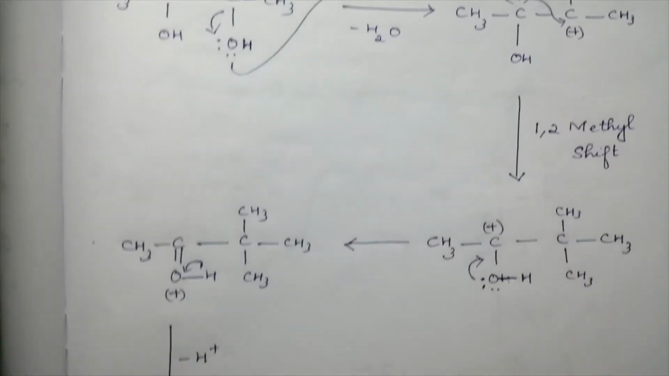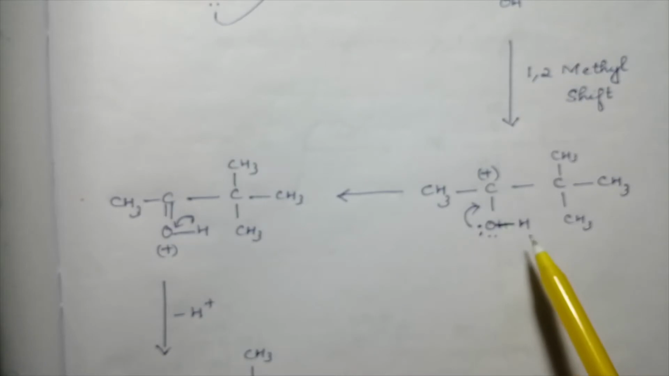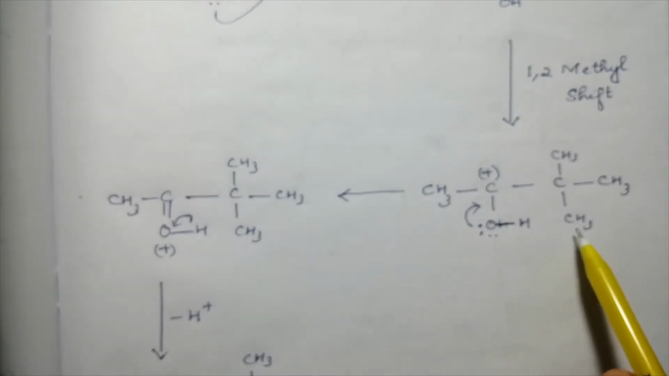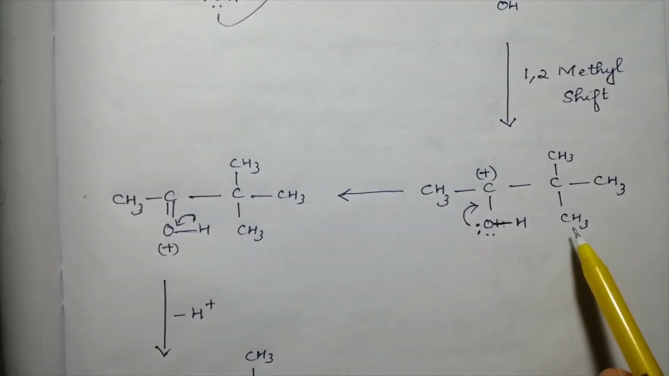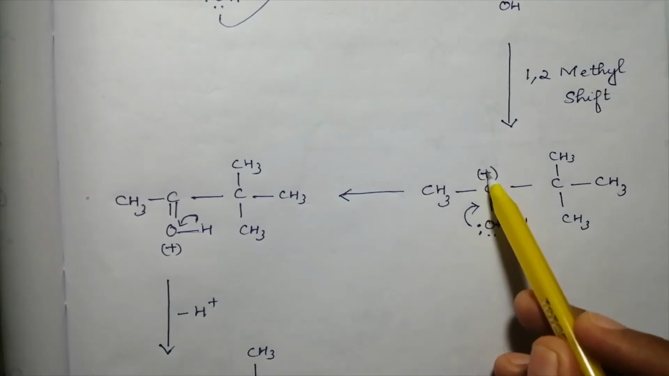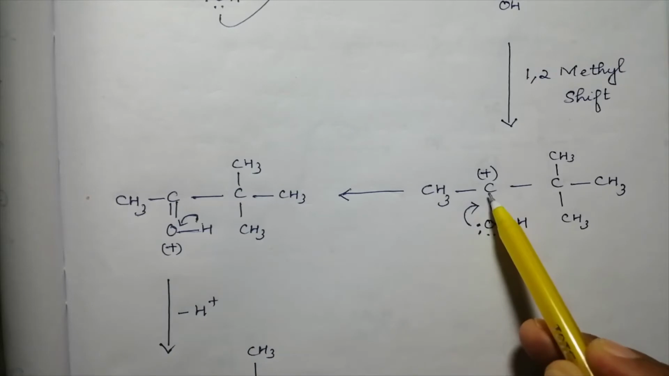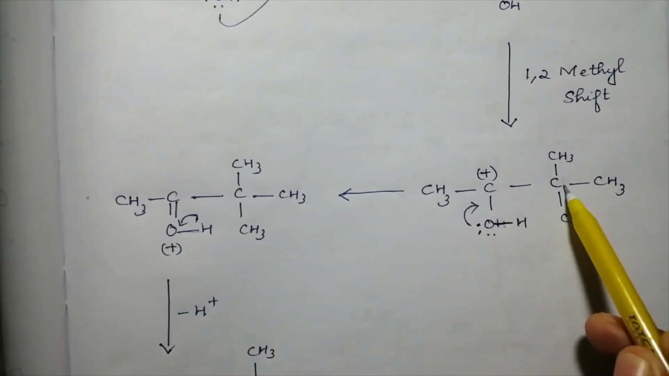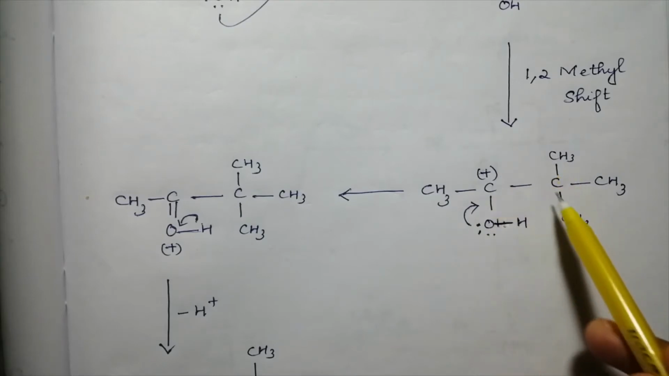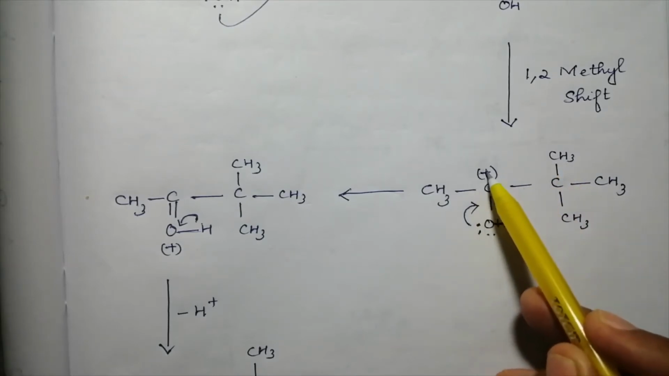And what do we get as a result of the shift? This is what we get, right? As you see here, the CH3 has shifted to the other side. The CH3, which was initially here, has now shifted to this side, and as a result, a positive charge is developed on this carbon atom now. Earlier it was on this carbon atom, but as a result of the 1,2 methyl shift, the positive carbon atom becomes this one now.